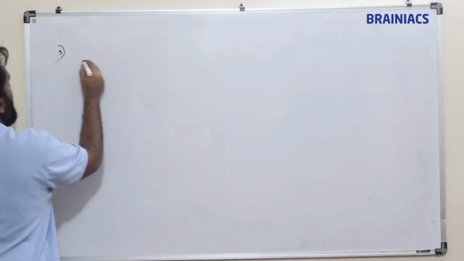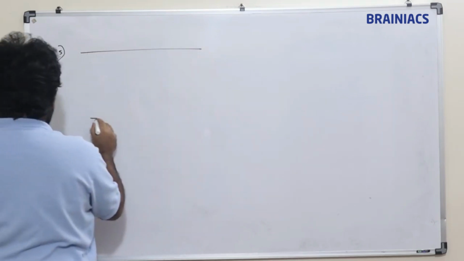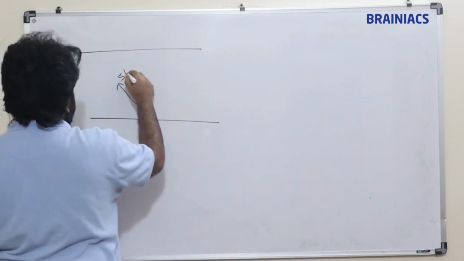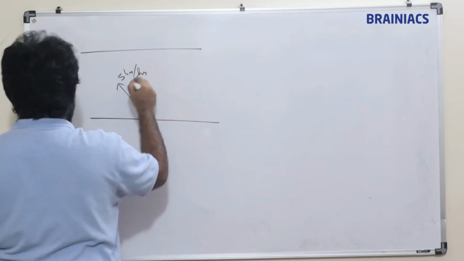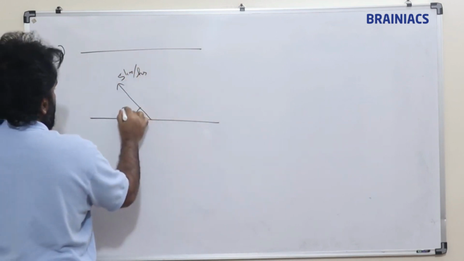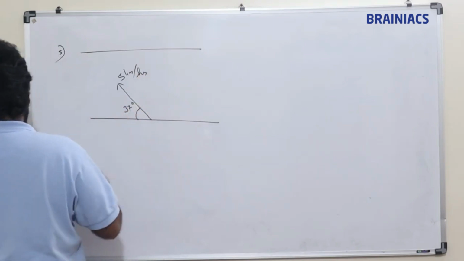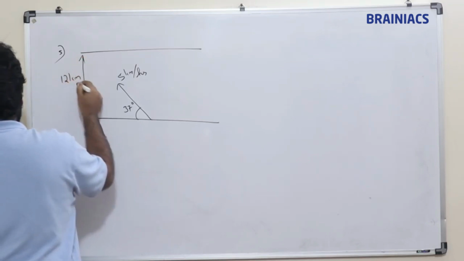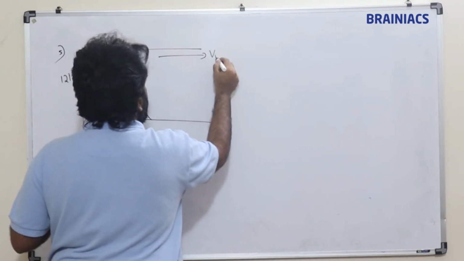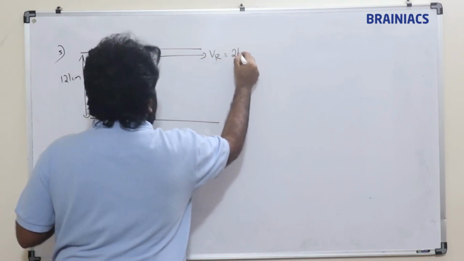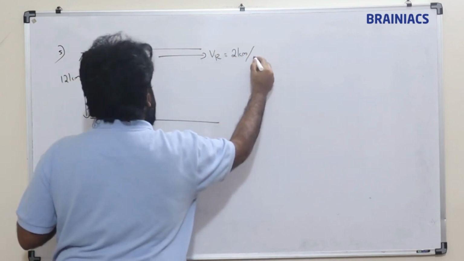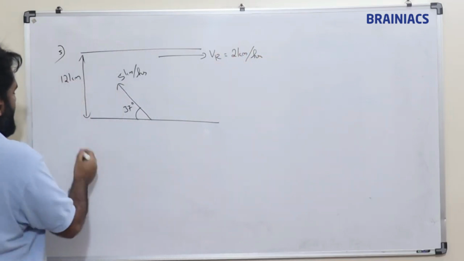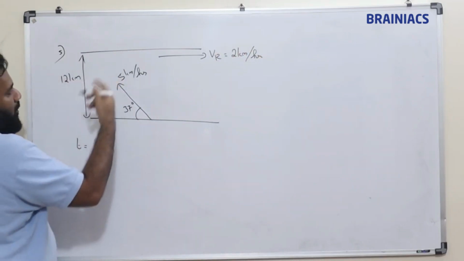Another question. Okay, so this is a river. The velocity of the swimmer in still water is 5 km/h. This angle is 37 degrees. This width is 12 km. This river is moving at an angle, at a velocity of 2 km/h. Okay, so find the time to cross the river.